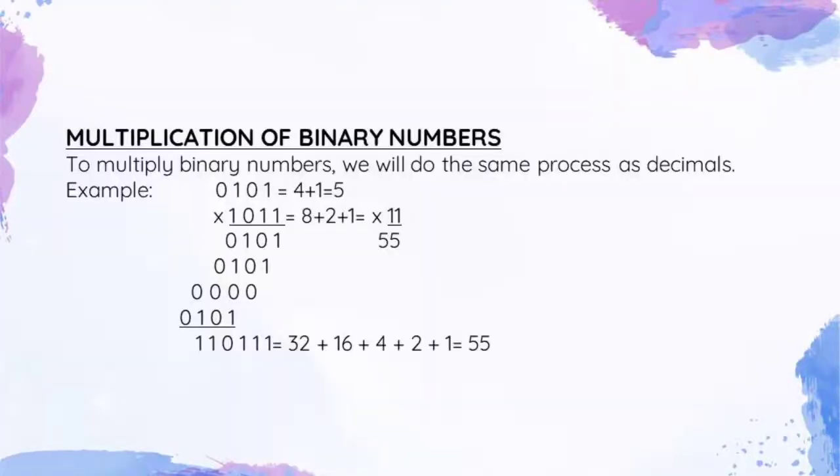Multiplication of binary numbers. To multiply binary numbers, we will do the same process as decimals. For example, we have here 0101 times 1011.